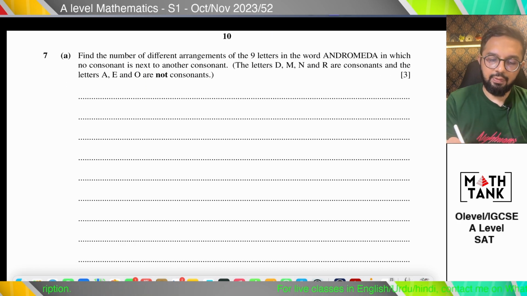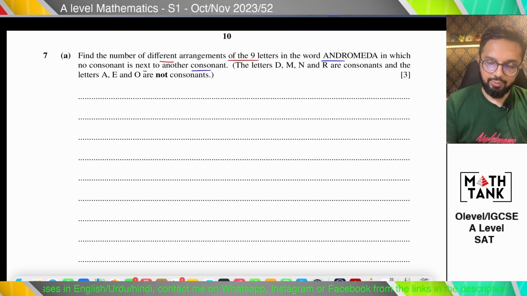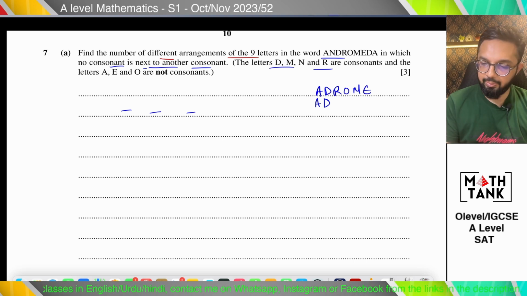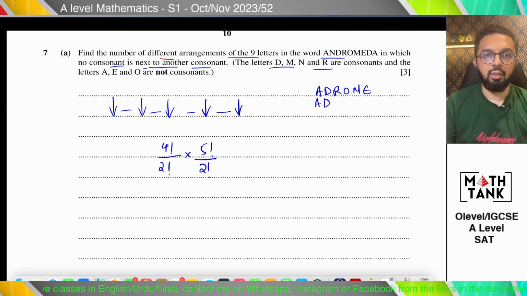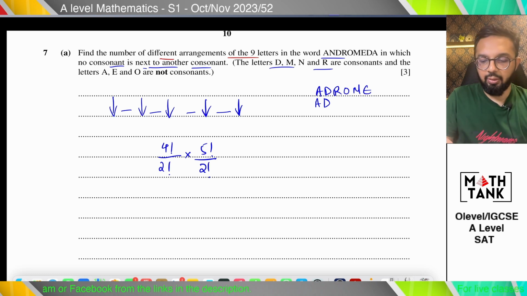Okay, then question number 7 says find the number of different arrangements of the 9 letters of the word Andromeda in which no consonant is next to another consonant. Okay, so let's write Andromeda. In which no consonant is next to another consonant, the letters D, M, N, and R are consonants. So what I am going to do is first arrange the vowels. One, two, three, four vowels. And there are five consonants. So the vowels could come up here and be 4 factorial divided by 2 factorial. Then the consonants can only be in these 5 places. So it's simply going to be 5 factorial divided by 2 factorial. I hope that will give me the correct answer. 720 is my final answer.